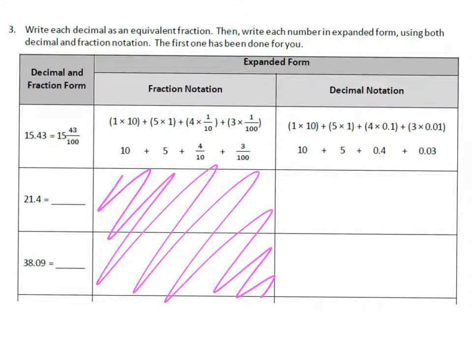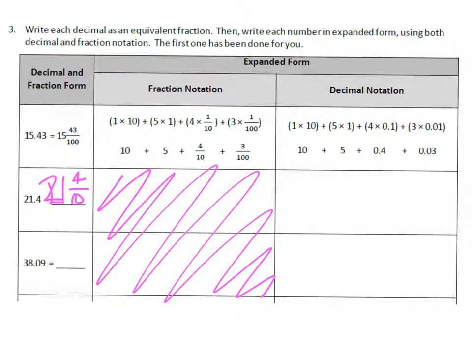Look at letter B. We have 21.4. Let's write that as a mixed number. Remember, everything before the decimal point is the big kahuna. Everything after is the fraction. So our mixed number is 21 and 4 tenths.